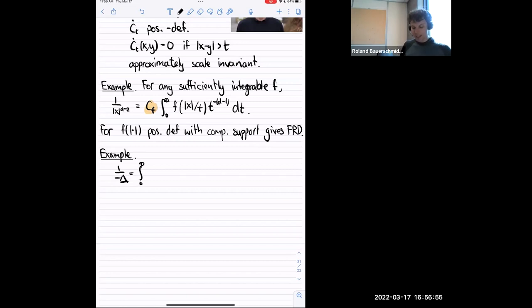So the left-hand side is the inverse of the Laplacian, or the kernel of the inverse of the Laplacian. So something else you can do, which looks related to this, but actually generalizes it, is where you can write this spectral decomposition formula for the inverse of the Laplacian.